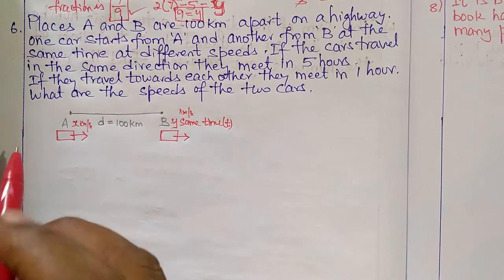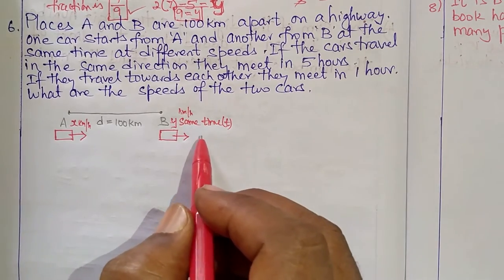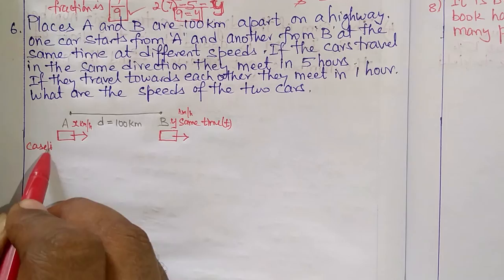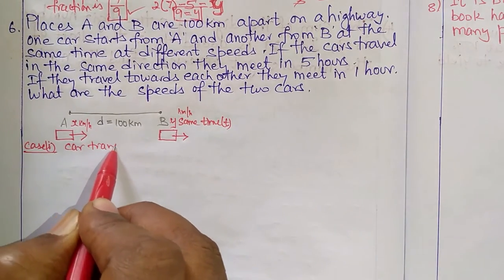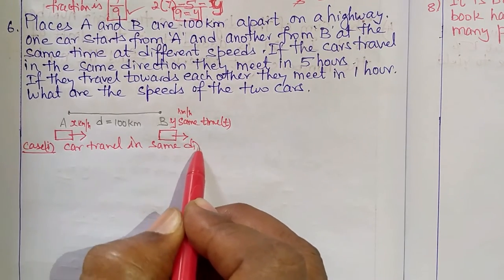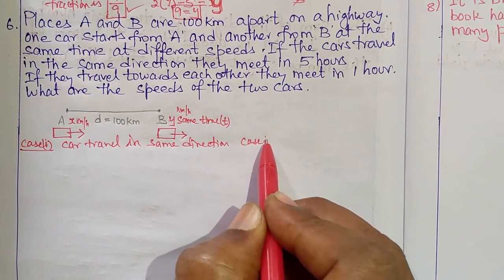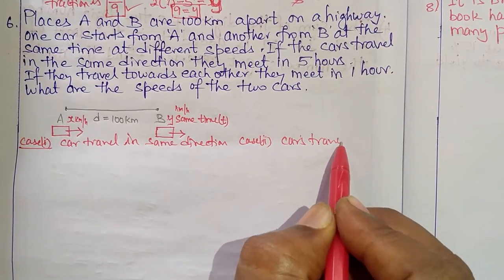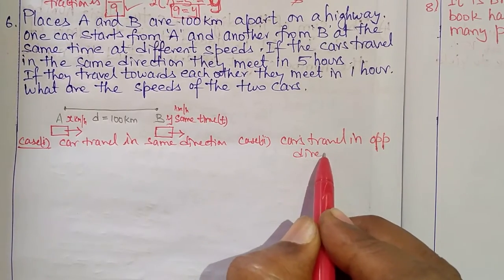So here there are two cases. Case 1, the cars travel in the same direction. Case 2, the cars travel in the opposite direction.